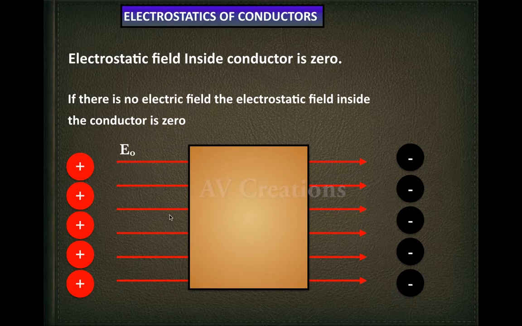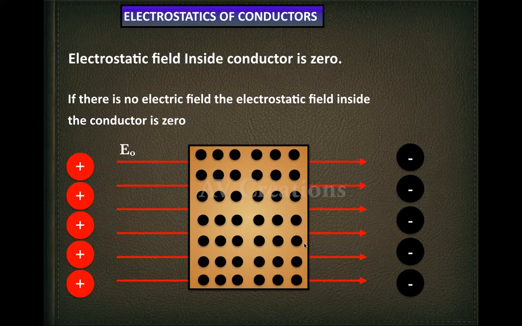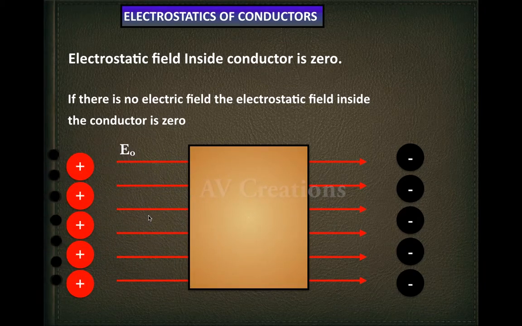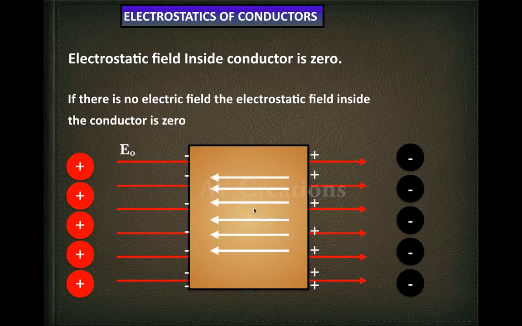Because of this external electric field, the electrons inside the conductor will move towards the positive charge. Here this is the positive charge, so the negatively charged electrons will move towards it. This side is going to become negative and this side is going to become positive. So there will be another electric field inside the conductor, from positive to negative. This is the direction of the internal electric field EI.